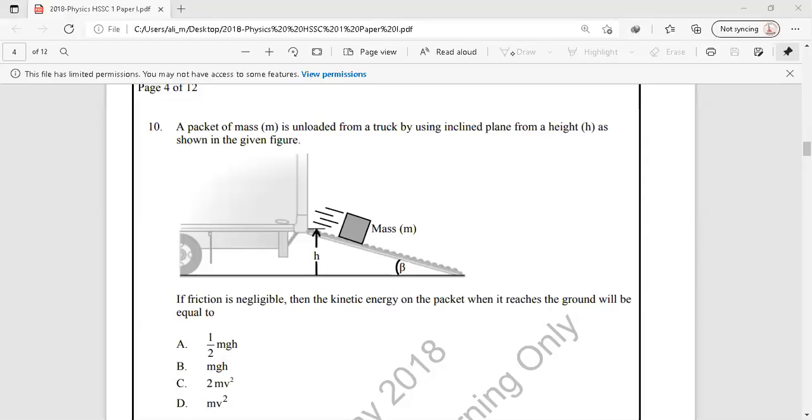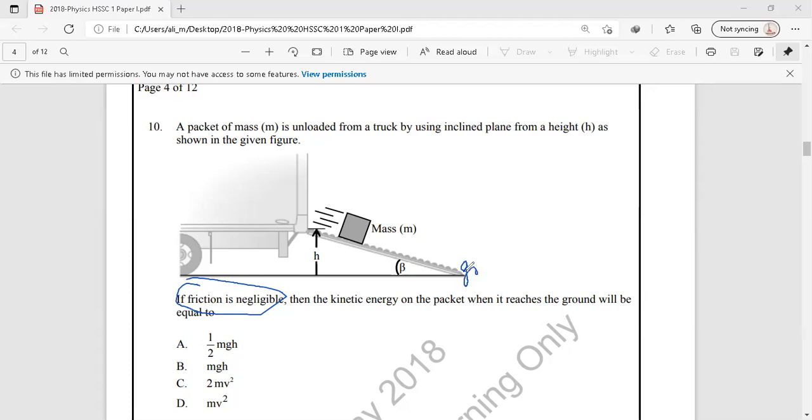Then we have question number 10. A packet of mass m is unloaded from a truck by using an inclined plane from a height h as shown in figure. If the friction is negligible, then the kinetic energy of the packet when it reaches the ground will be equal to what?